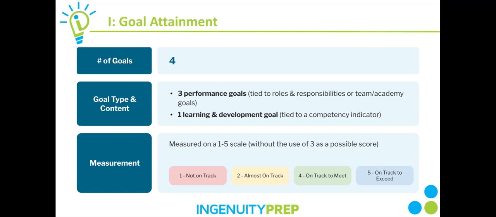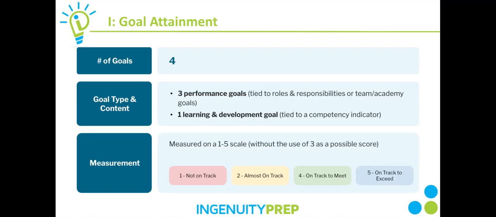Your goals represent the most important what's that you do in your role to make an impact. All non-instructional staff have 3 performance and 1 learning and development goal. Performance goals should first be tied to a team or academy goal, where it makes sense to do so. Where that doesn't make sense, performance goals should be tied to a key responsibility of your role. Learning and development goals must be tied to an indicator from one of the core competencies.